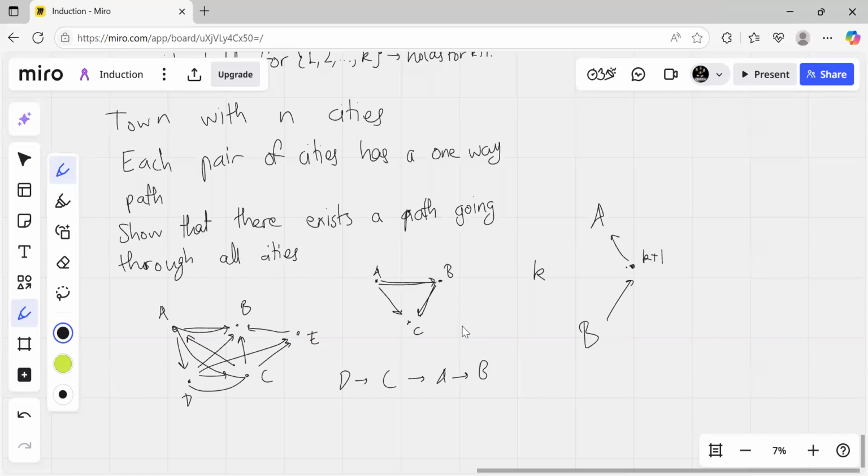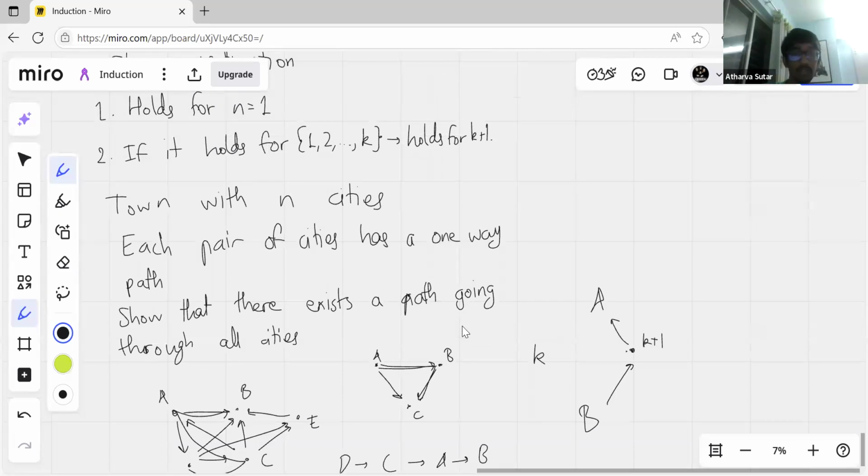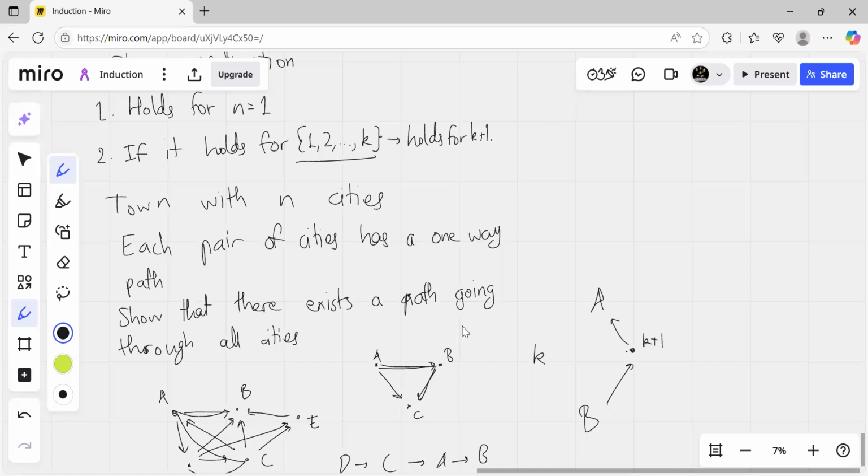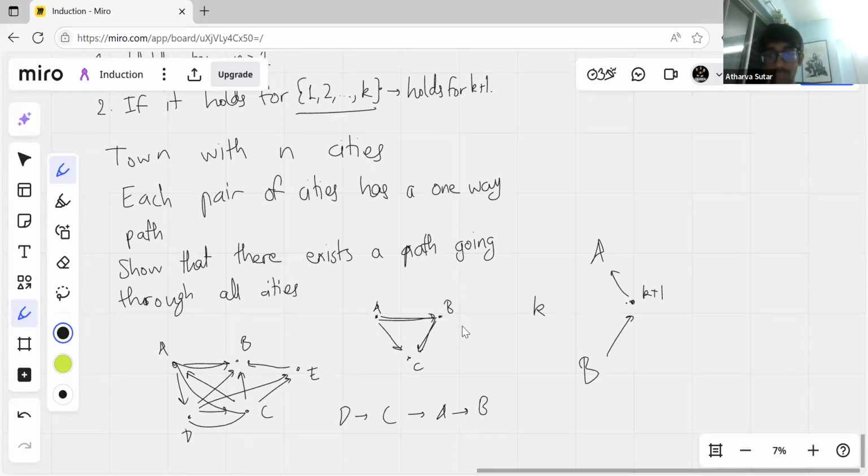Oh yeah, then in B there is this path, and from the endpoint of B we can go to k plus one. From k plus one we can go to A, and in A we can just tour all the cities. Exactly. So now here you're using strong induction, right? Because A and B can be of any size. So you're using the fact that it holds for every single number from 1 to k. So it will hold no matter what A and B are. Do you guys get the idea?